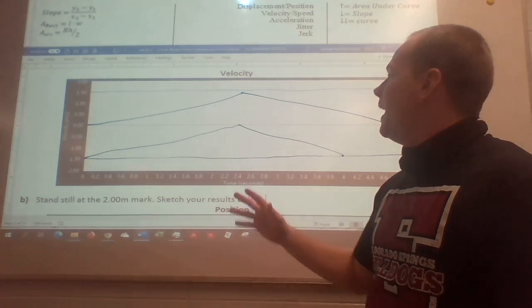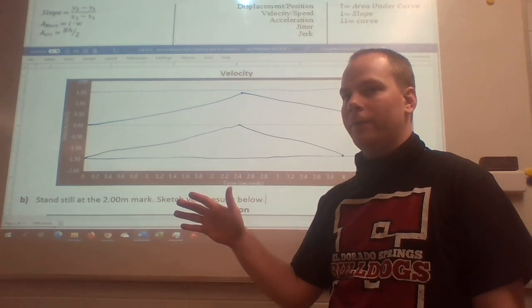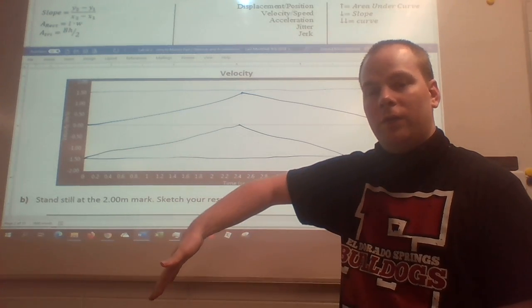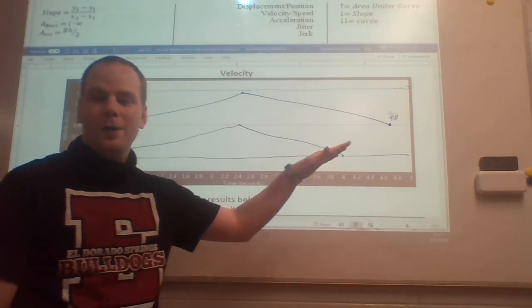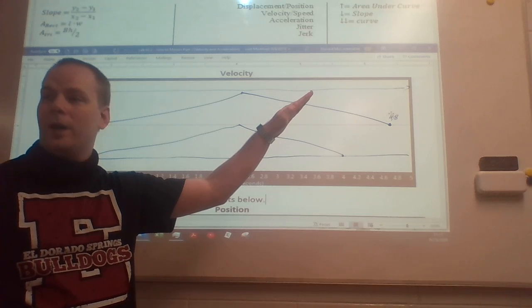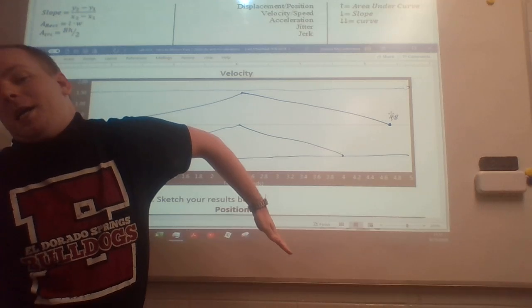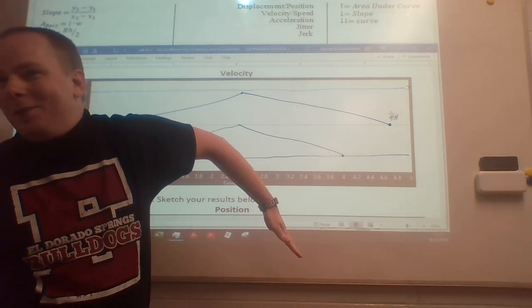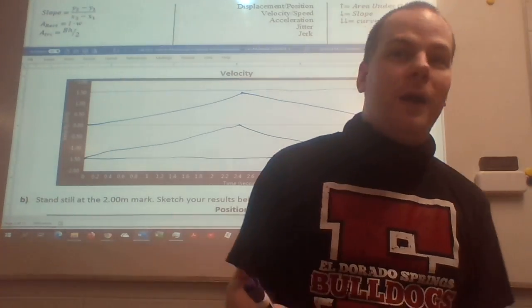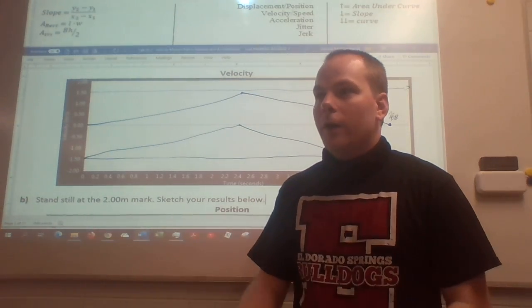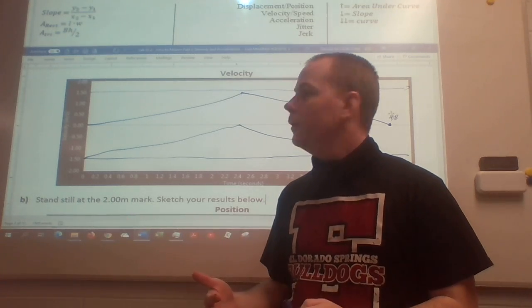So, the way you determine direction on a position time graph is the positive or negative slope. So if you have a positive slope on a position time graph, then you have a positive velocity. If you have a negative slope, then you have a negative velocity. But it's way easier on a velocity time graph to determine your direction. Positive velocity is away, negative velocity is toward.